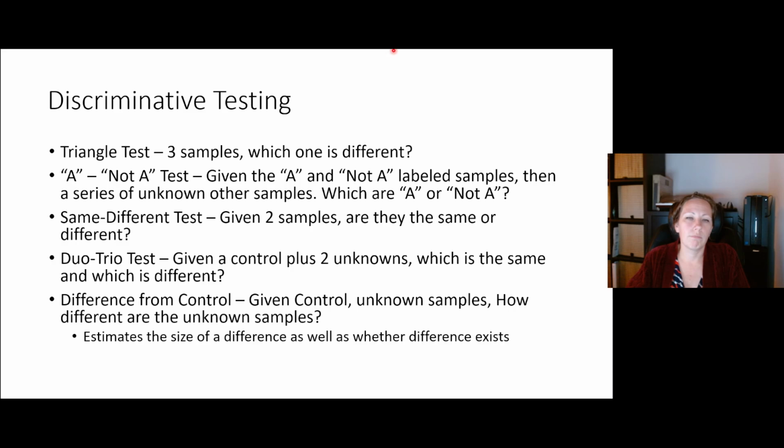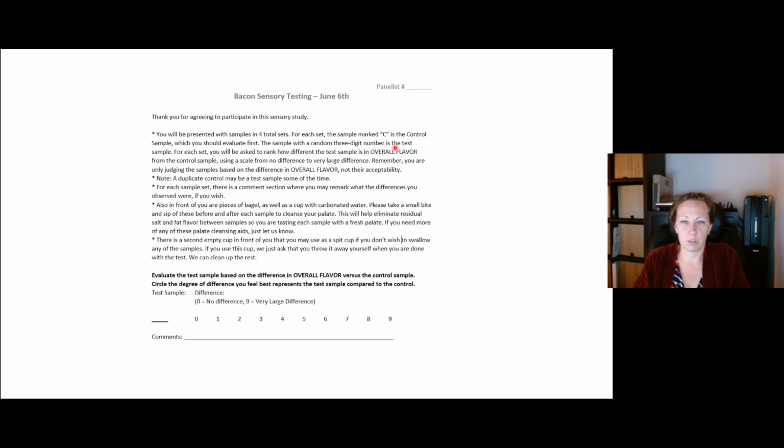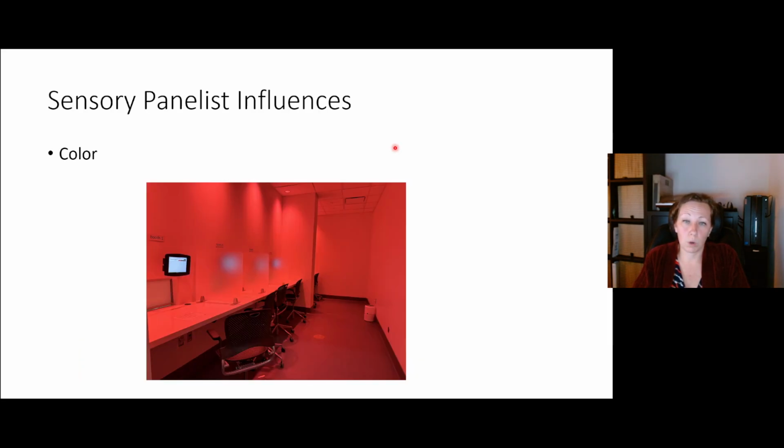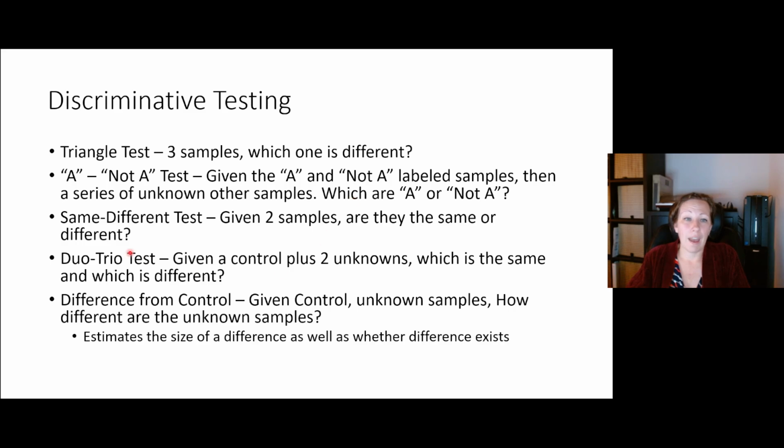So that's why we have different types of discriminative testing, for statistical power. And different situations work for different things. So going back to fatigue, if I have a sample that is going to fatigue people easily, well, with this same different test, I don't have to give them as many samples. It's just 2, right? Versus the 3, I'm going to start getting more fatigue in the triangle test versus the same different test. Okay.